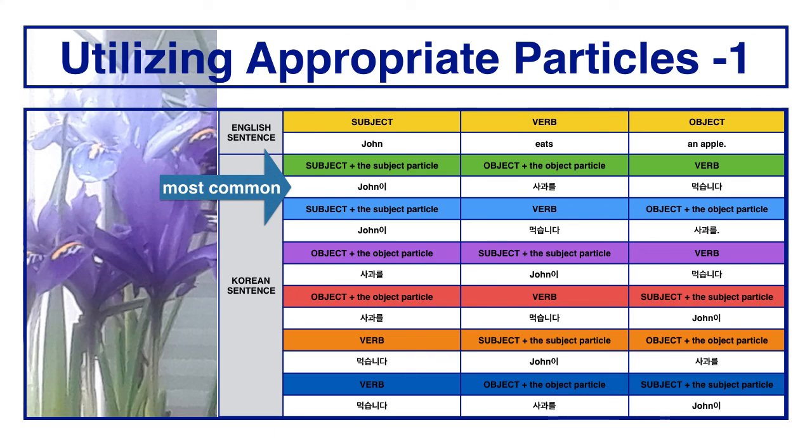Amongst them, John이 사과를 먹습니다 is the most common way, though depends on the content of conversation the speaker wants to emphasize. The order of words can be changed. Please remember that depends on which particles are utilized, the meaning of sentence varies again.